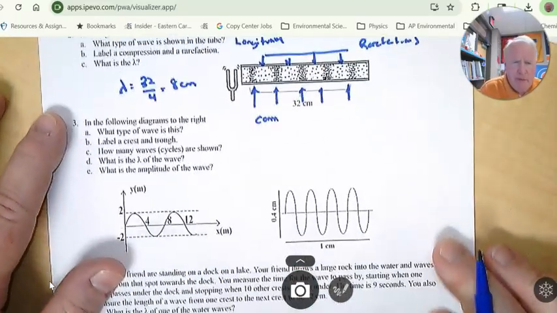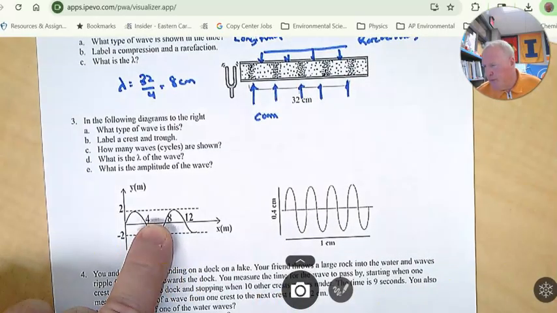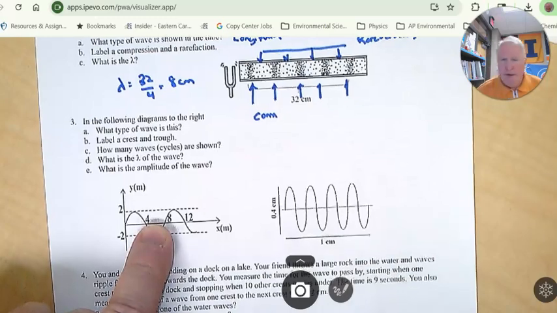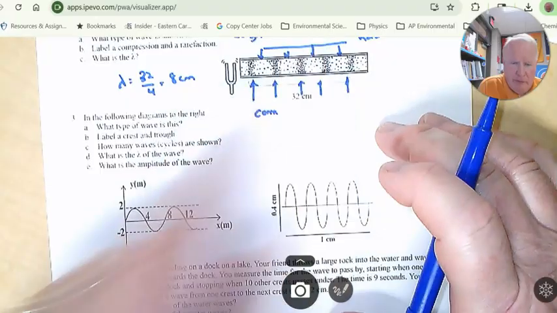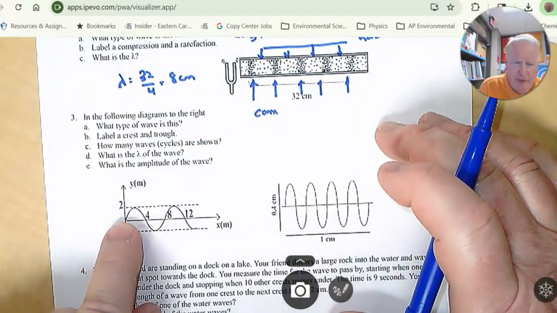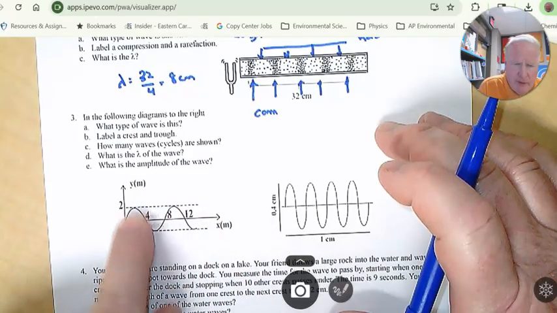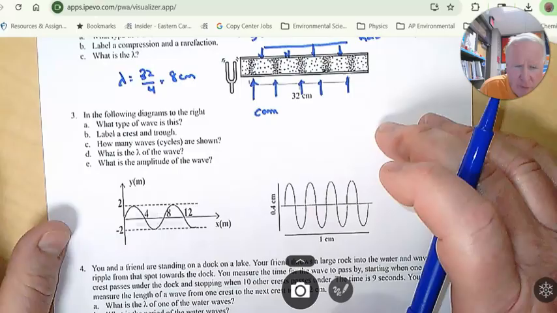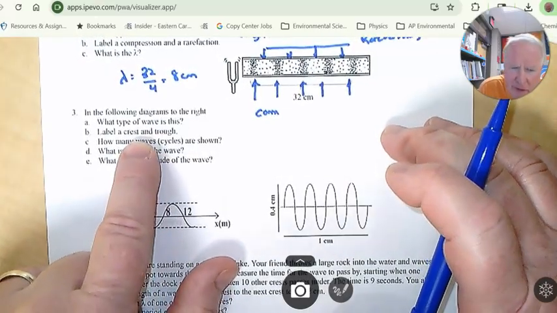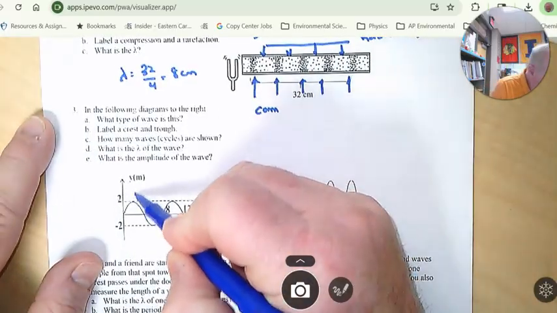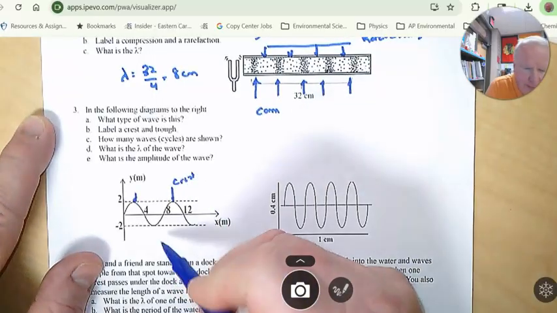All right, so the next one right here, this is where we're looking at a transverse wave. And so a transverse wave, the items don't compress like the air waves. Instead, they move perpendicular to the wave. So the wave is moving from left to right, but the particles are moving up and down. So the first thing is what type of wave this is. This is a transverse wave. Label the crests. So the crests are right here. So the tops are the crests, and then the troughs are the bottoms.